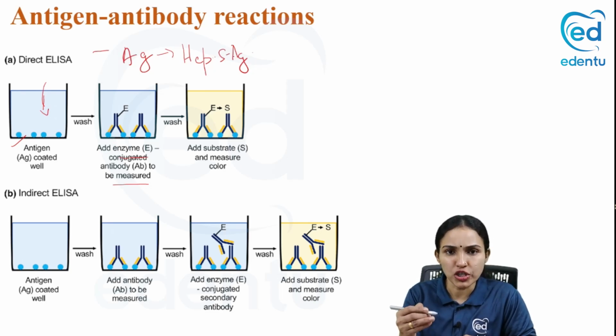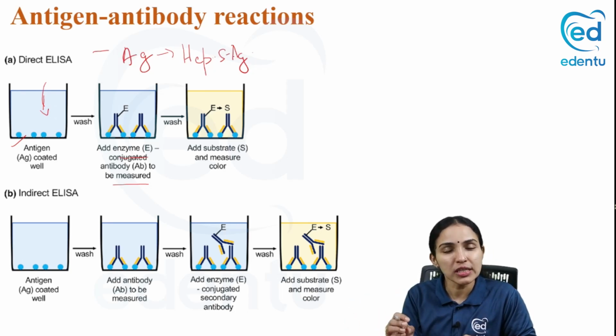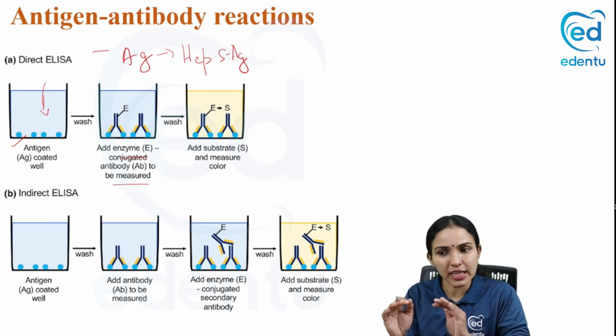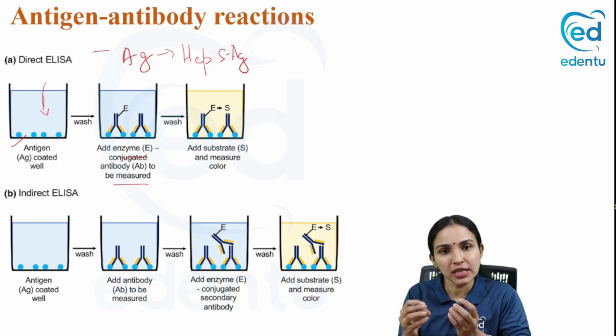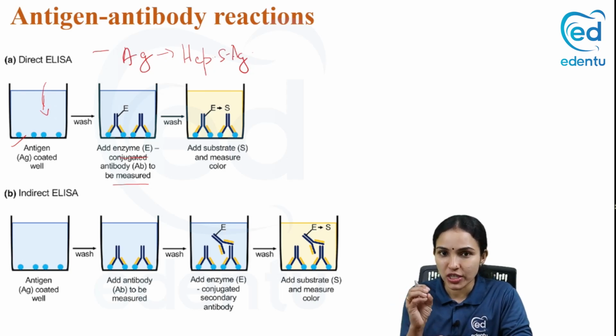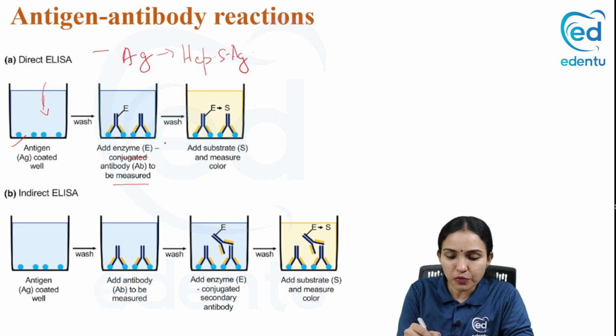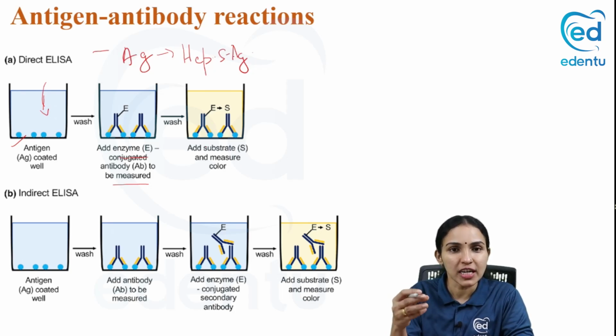Then you wash it. In between each step we wash it. Why we wash in between is that we want to remove all the unbound fractions. We want to retain only the bound things, and the free things we want to remove. That's why we are washing in between the steps. After washing, only the bound fraction will remain in the well. All the free antigens and antibodies will be washed away. So if the patient's serum contains that particular antigen, this enzyme conjugated antibody would have bound to it.